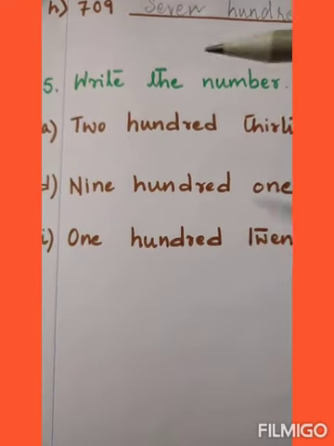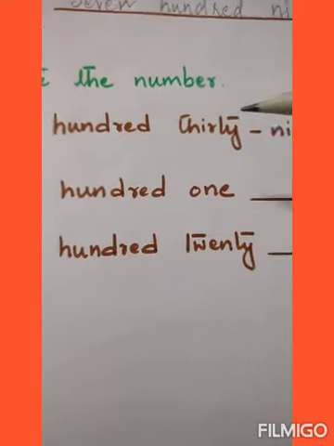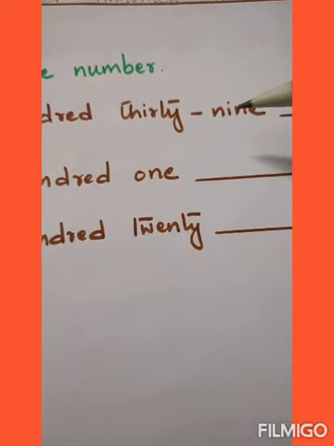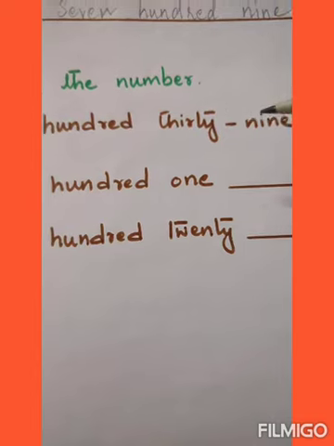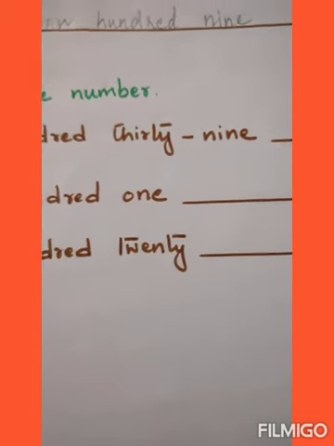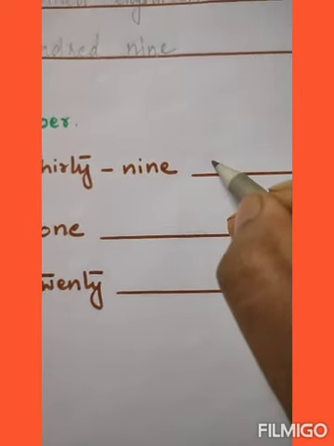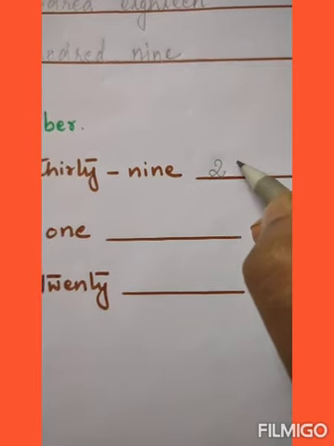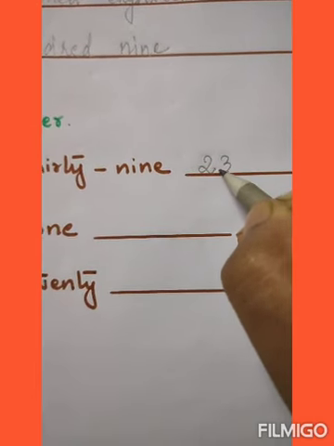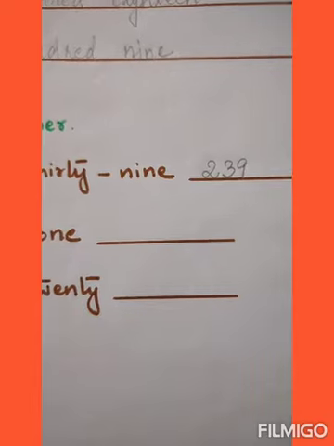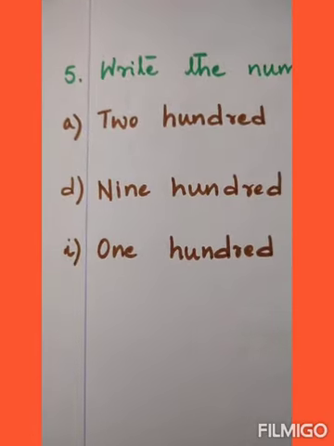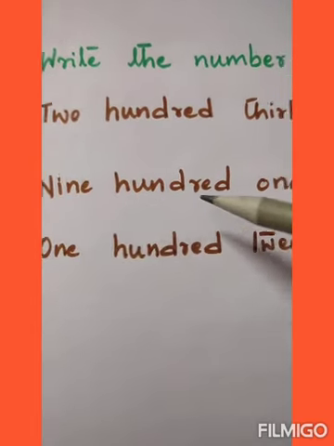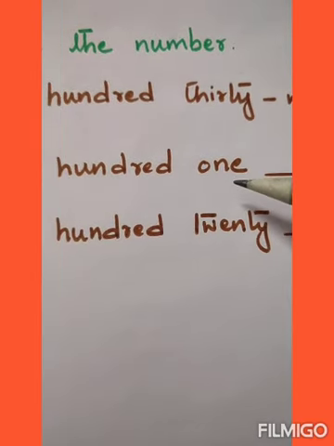Number A is 239. So you will have to write this number name in figures. So you will write 239 this way. The next one is number D, 901.